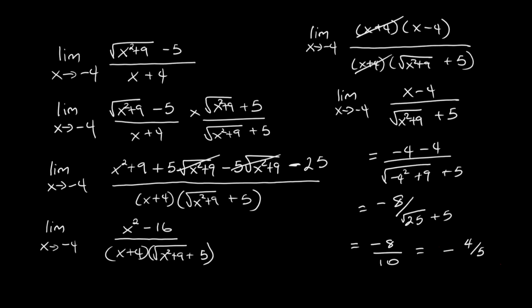Now, finally guys, let's take a look at another example, and that will be it for our video. So let's say we had the limit as x approaches 0 of the square root of 2x plus 1 minus the square root of 3x plus 1, divided by x.